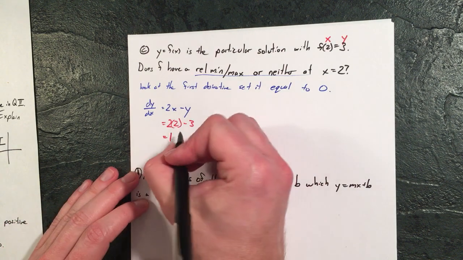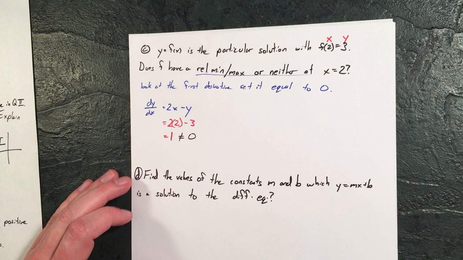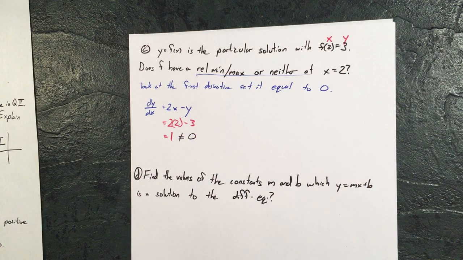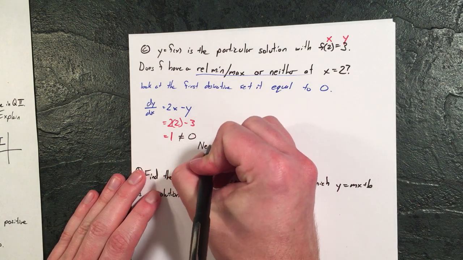Let me compare 1 to 0. Yeah, they're not equal. So that's not going to be a min or a max. It would have to be equal to 0 to be a min or a max. So our answer here should be, it is neither.